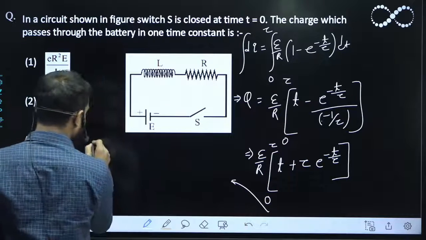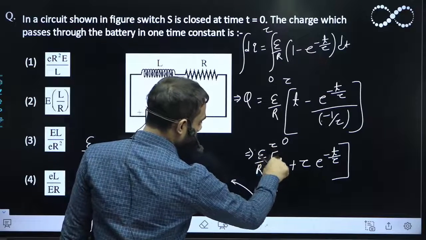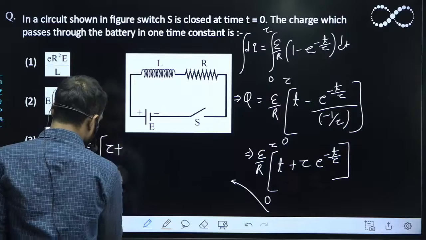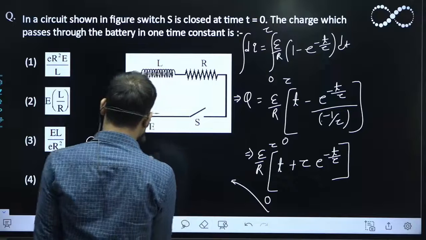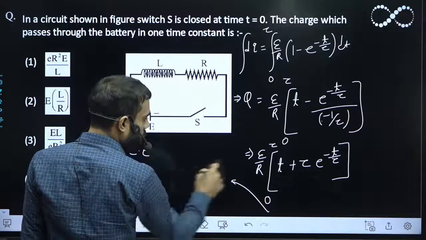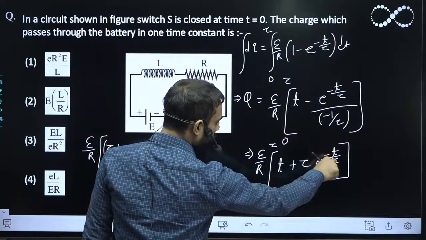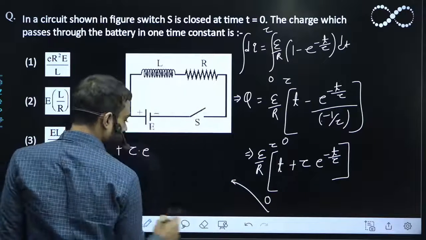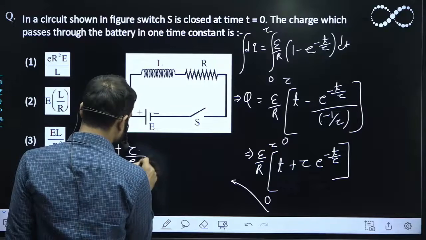Now you will get E upon R. First I need the value of this time constant, so you will get tau plus tau into e raised to power minus time constant upon time constant. So this will get cancelled out, and you get e raised to power minus 1. So this will become tau upon e.